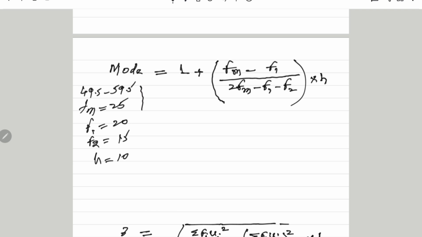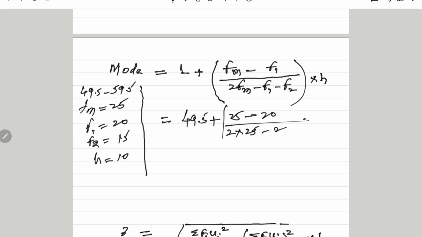Therefore, substituting all these values, mode is equal to, I will substitute the value of L as 49.5. Maximum frequency is here 25, F1 is 20, 2 into Fm is 2 into 25, minus F1 20, minus F2 15, and into H 10.